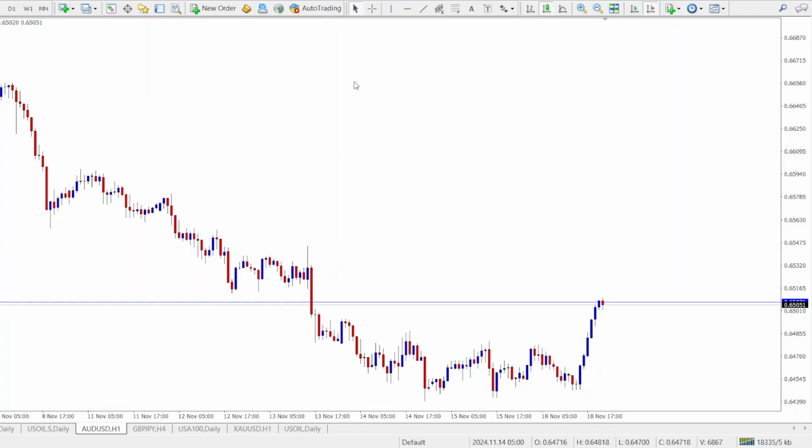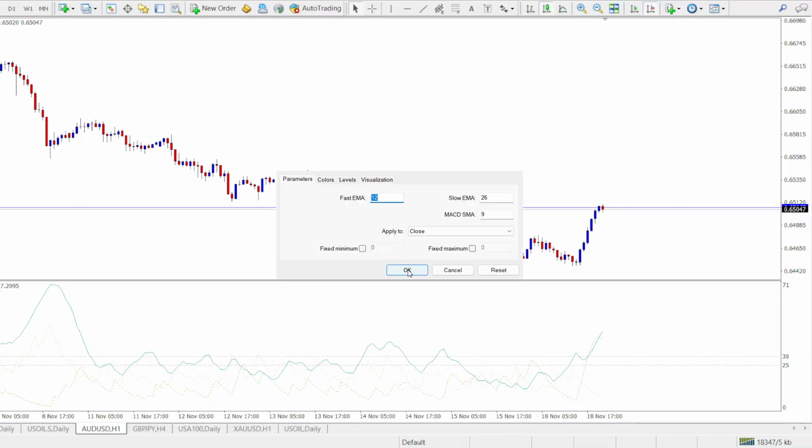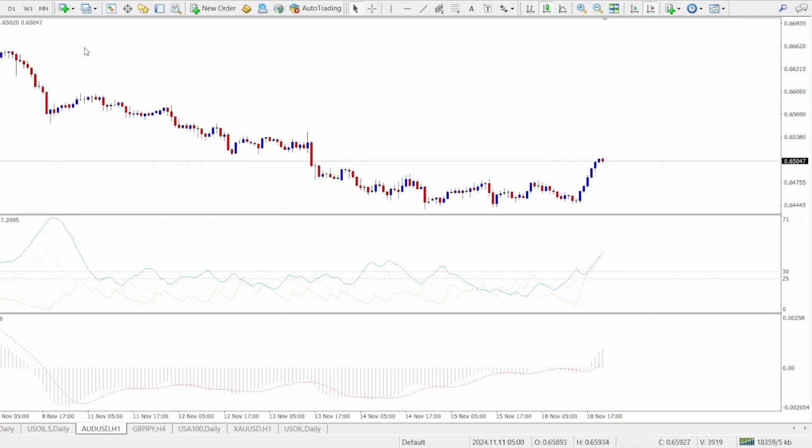All right, let's get right into it. Let us break down what each of these indicators does. I'm just going to be loading each of them to the chart. ADX, the MACD, and the RSI.